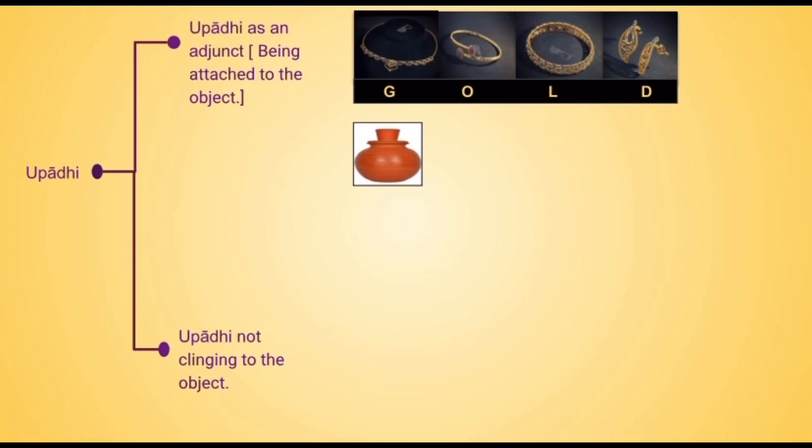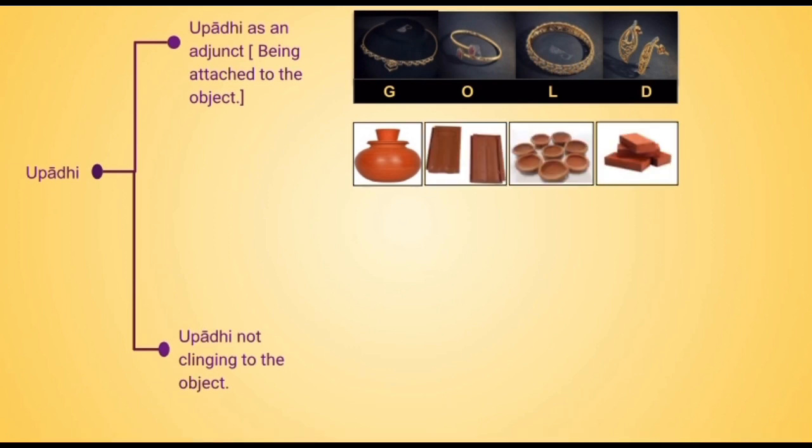Similarly, you see a mud pot here. This pot represents clay. So, this pot helps us to recognize clay. Similarly, tiles and the lamps and the bricks, all these are different shapes of clay, but they help us to recognize clay. If someone comes and asks, "Show me clay," one would show a pot, or another might show a tile, or someone can show a brick. So all these different shapes are nothing but Upadhis for clay.